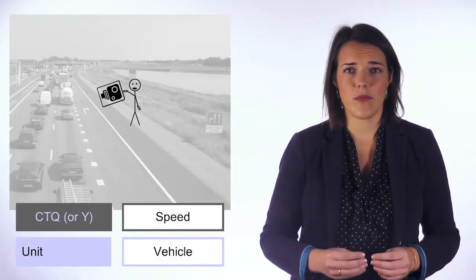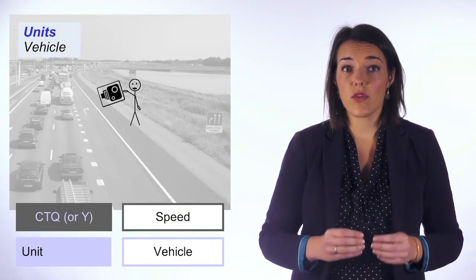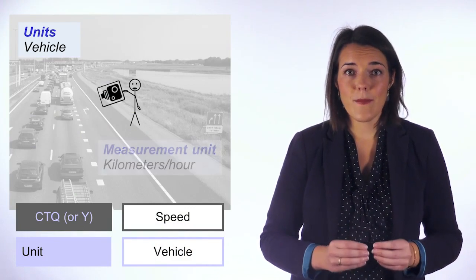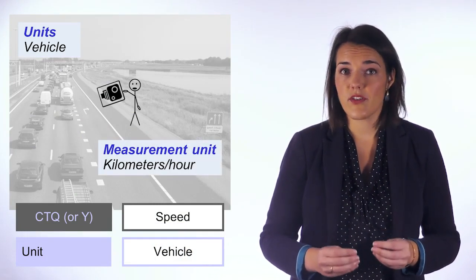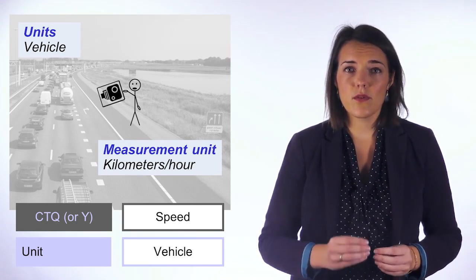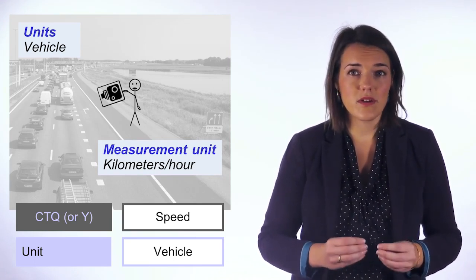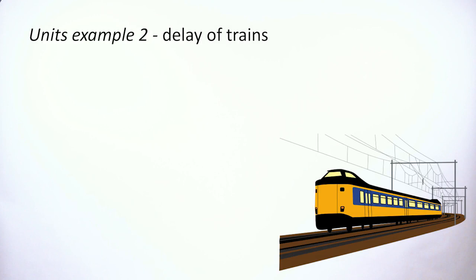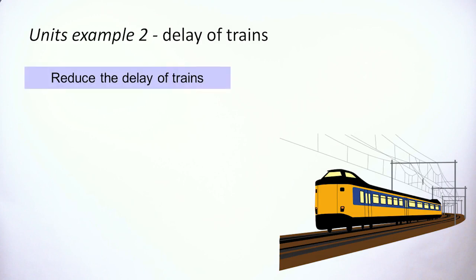In our speed example, the unit, the thing that you collect data on, is vehicle. And the measurement unit, what your measurement means, is kilometers per hour. To explain these concepts in a little bit more detail, I will discuss some more examples with you. The next example is about the delay of trains. You start a project with the goal to reduce the delay of trains.